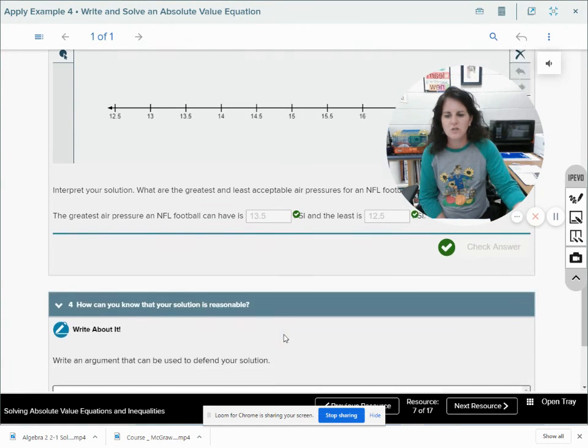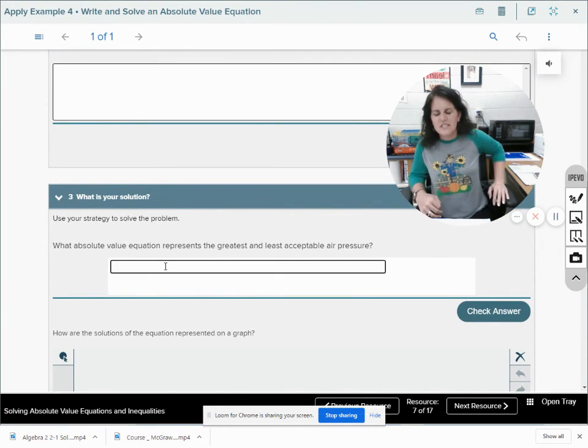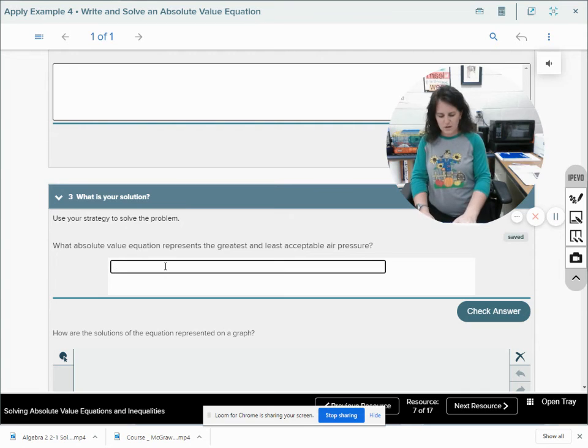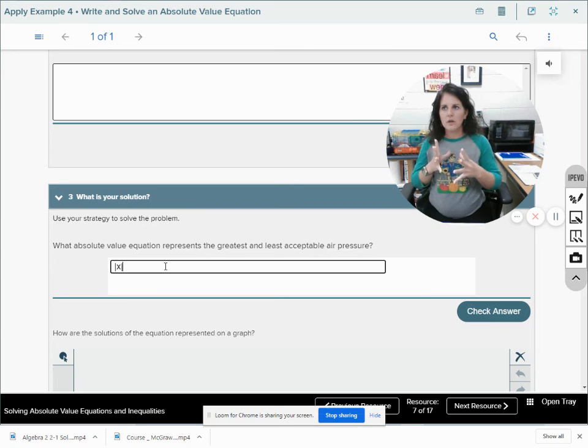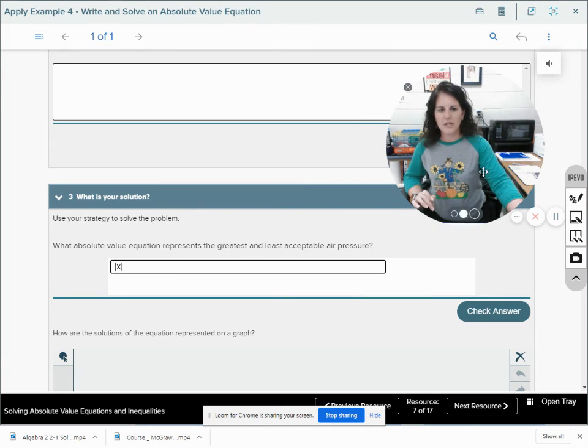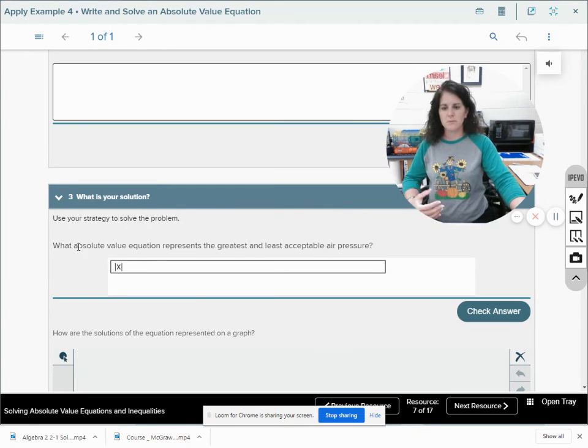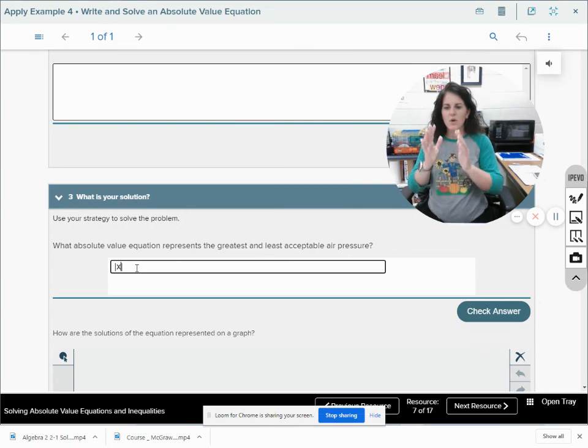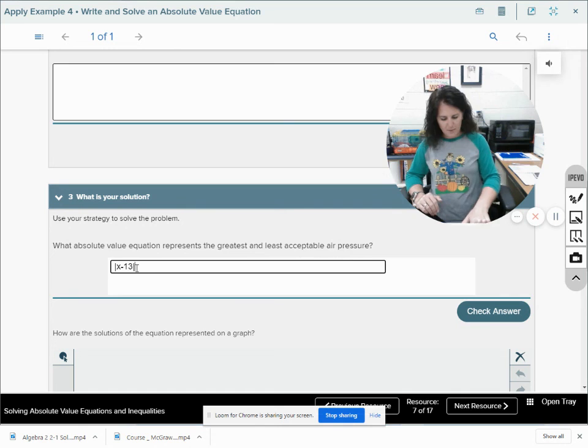So we can know that our solution is reasonable because we can give an argument to defend it. But let's think about the absolute value of this. So the absolute value of the football's PSI can be greater than or equal to 0.5 above or below what it is supposed to be, which is 13, I believe it said. So we've got the PSI of the football. If I was to subtract the 13, we want that value to be what? 0.5, right? Because it can be 0.5 to the right. It can be 0.5 to the left of 13. It doesn't really matter which way it is.